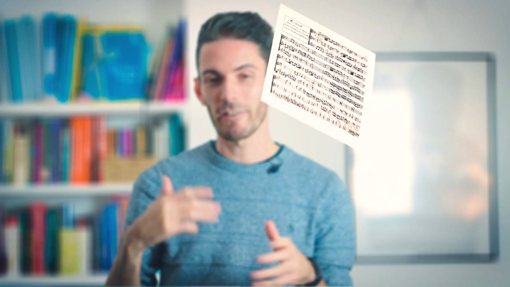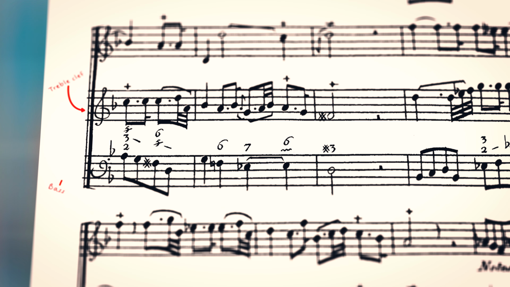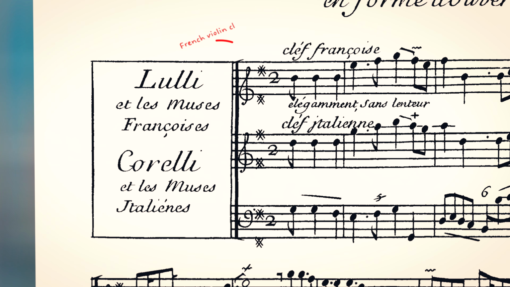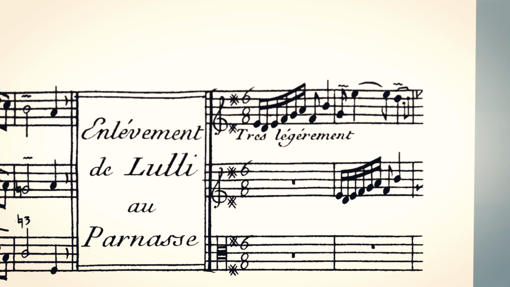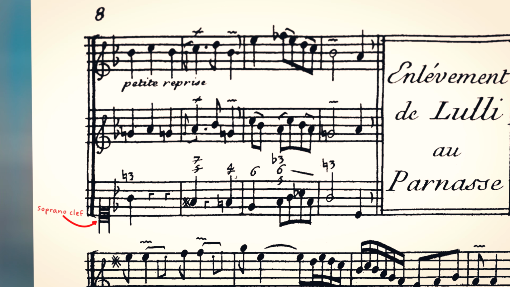A flick through the score will bring up our familiar treble clef and bass clef, but we also get an awful lot of that French violin clef. It's often labelled in the score as clef Françoise to differentiate it from clef italienne, and sometimes it's just clef changé when you need to flick between the two. And you'll also see the C clef in use, sometimes as the alto clef, but an awful lot as the soprano clef on the bottom line in the stave.